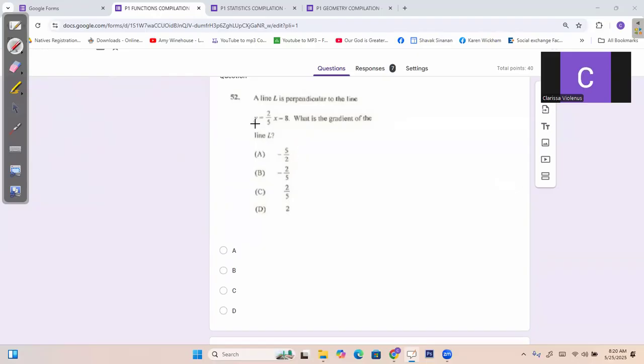So in this case, it says the M1 is equal to 2 over 5 because there is nothing in front of the y, so everything looks good. We got M and we got C. So it says, what's the gradient of the line that's perpendicular? So obviously it's going to be the inverse. So it's going to be 5 over 2, but it's going to be negative. So the answer is A.